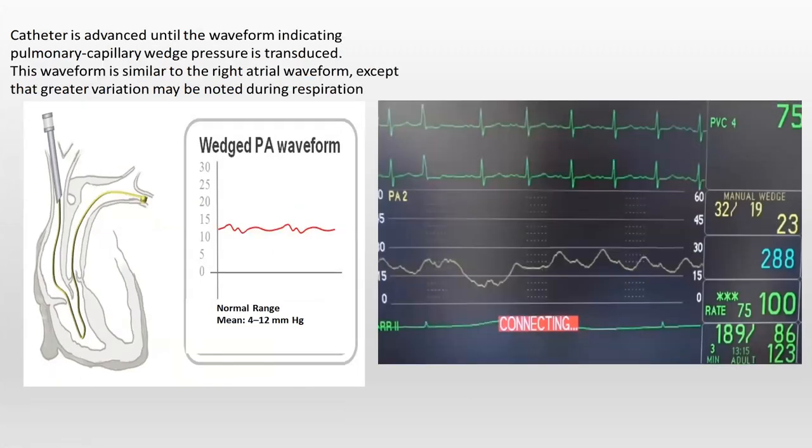The catheter is advanced until the waveform indicating pulmonary capillary wedge pressure is transduced. This is your wedge pressure waveform that should start coming on the screen at that time. This waveform is similar to the right atrial waveform, except that greater variation may be noted with respiration in this waveform.